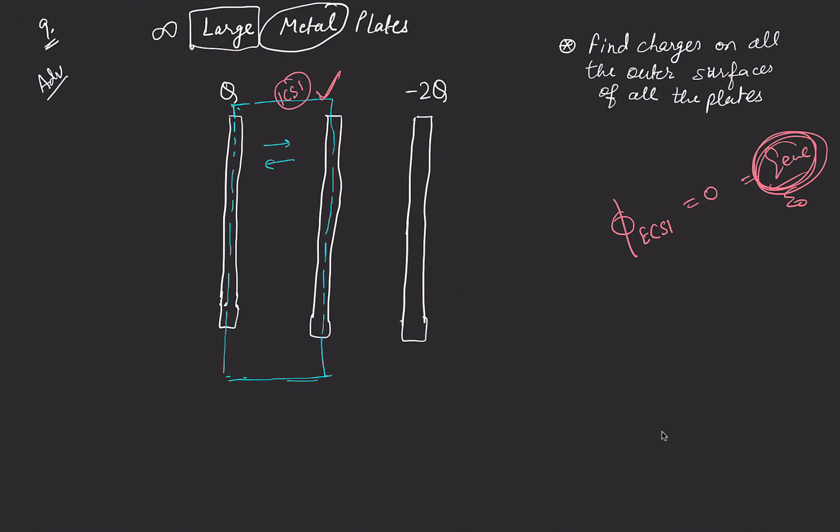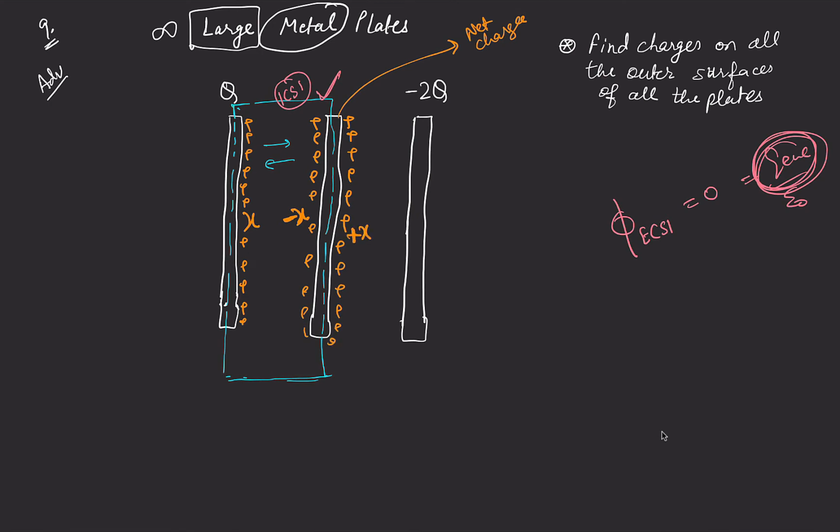Which means that if a charge of amount, let's say x, accumulates on the right surface of this metal, then an equal and opposite charge, minus x, should accumulate on this surface of the metal. And since the net charge on this metal plate is 0, which we are given in the question, to keep the net charge 0, a plus x charge would be gathered on this side of this plate.